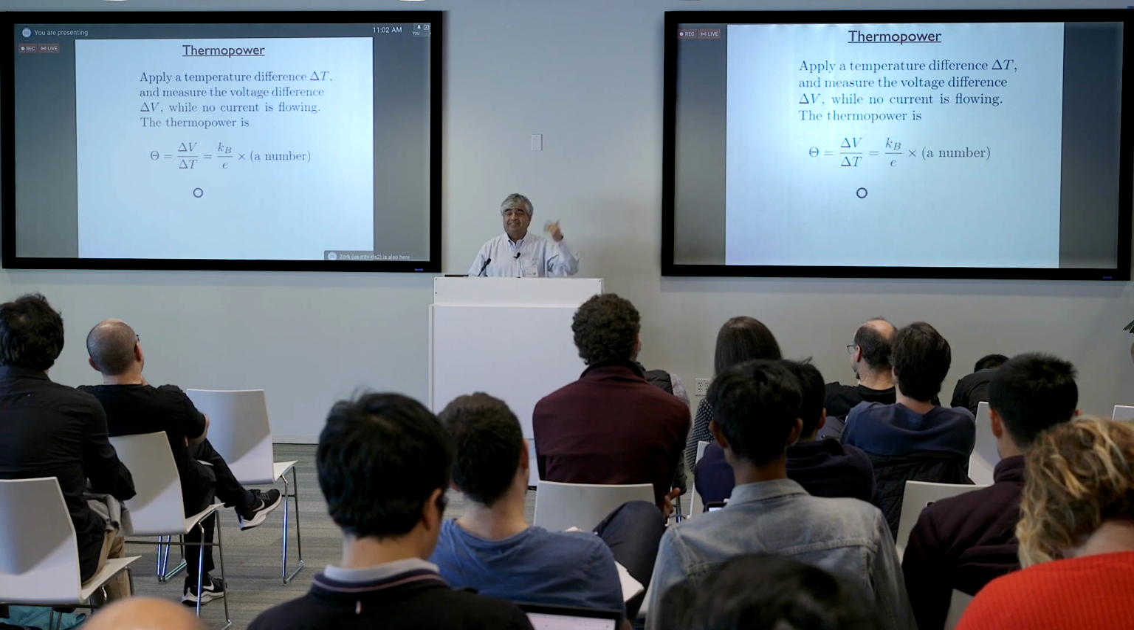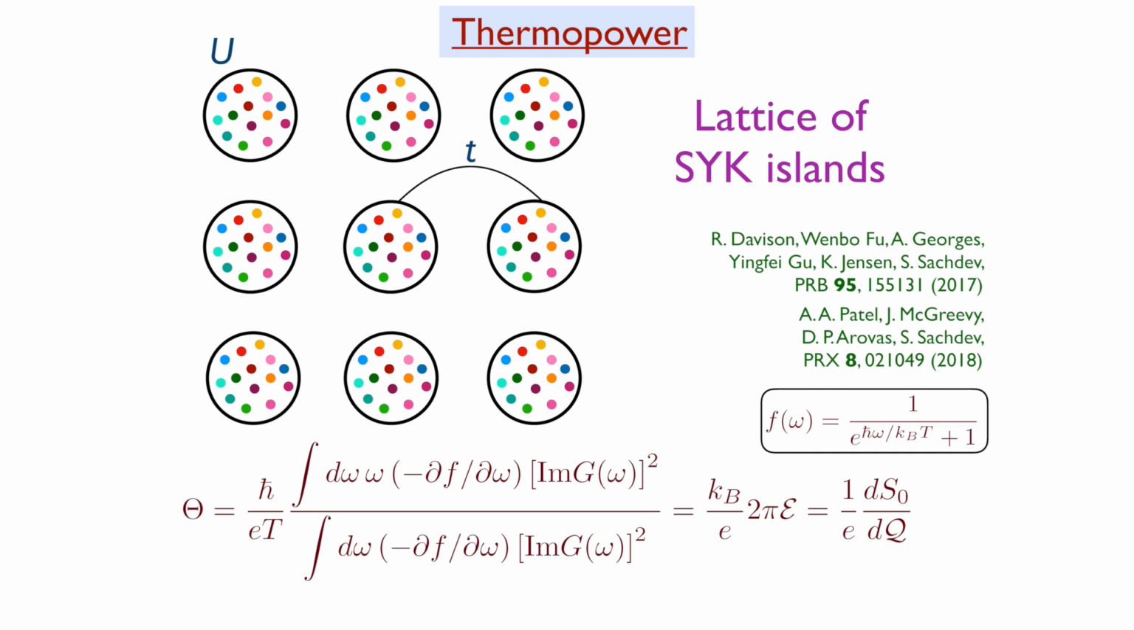This has nothing to do with quantum mechanics. kBT is energy, e delta V is energy, therefore it's just a pure number times kB over e. So you have to measure this number. Now this number turns out to be closely connected to entropy, which is not surprising because it really has everything to do with temperature differences. And it's also connected to changes in voltages, which connects it to changes in charge. So in fact, this number is just dS/dQ, the same quantity that I've been playing with.